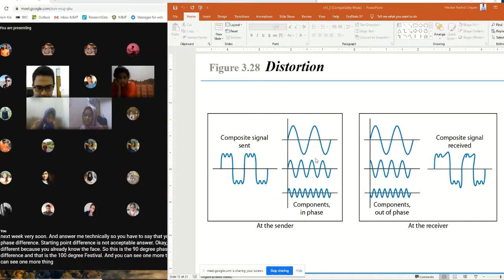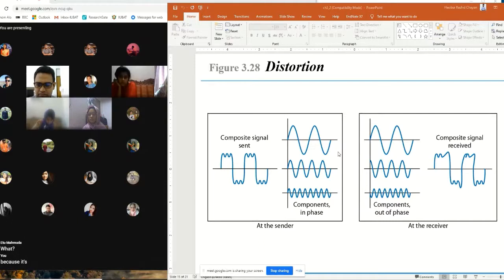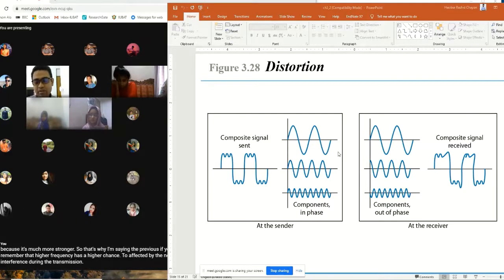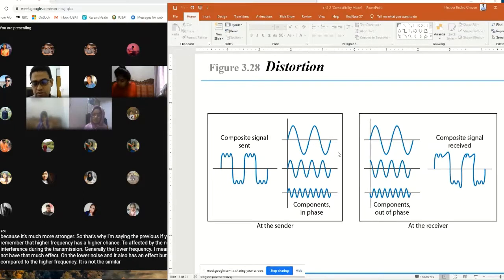One more thing, that the top one, the lower frequency, has less effect, and the higher frequency has higher effect of the transmission time, right? Because it changed a lot, the higher frequency. Yes. And the lower frequency doesn't change anything because it's much stronger. That's why I'm saying, if you can remember previously, that higher frequency has a higher chance of being affected by the noise and interference during transmission. Generally, the lower frequency does not have that much effect from noise and interference. It also has an effect, but compared to the higher frequency, it is not similar. And that is also another proof that the higher frequency has a lot of distortion, a lot of attenuation, and is affected by noise easily. But lower frequency does not have that much effect of noise or interference. Fine. So that is called distortion.